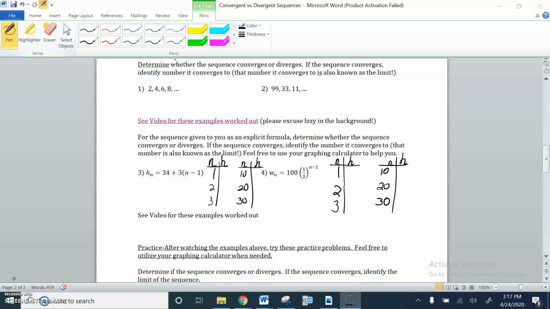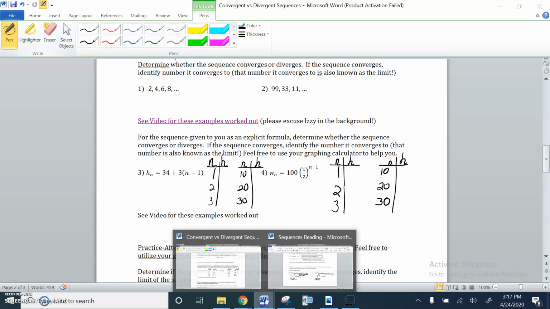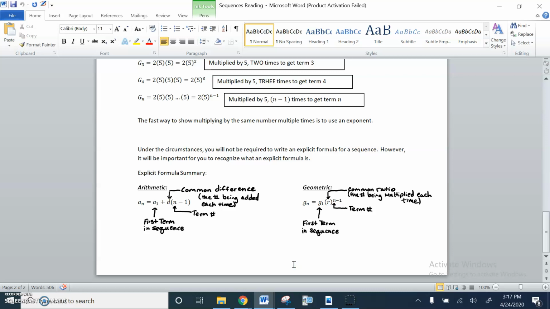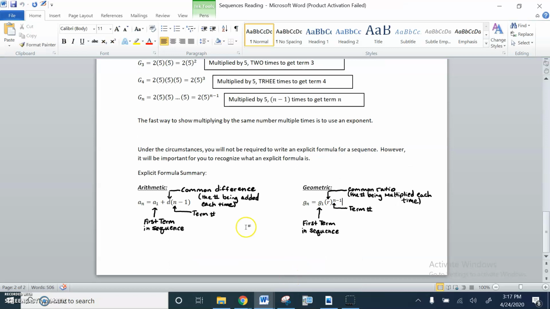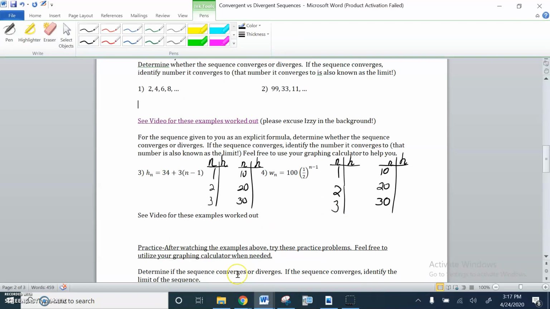Which at first might be a little daunting, unless, like I'm sure you all did, you read through the sequences reading. And when you get to the bottom, we have our explicit formulas summarized for us nicely. So if you look at these two formulas and then compare them to the examples, you can see that example 3 matches pretty well to the explicit formula for an arithmetic sequence. Okay, and then if you look at geometric, you can see that that one has the same format as example 4.